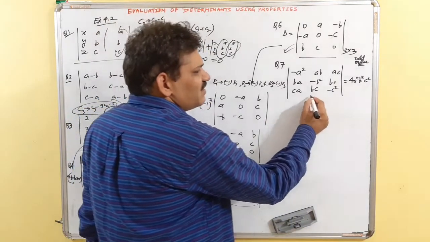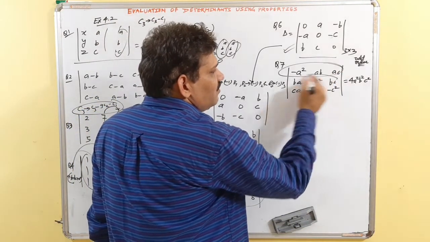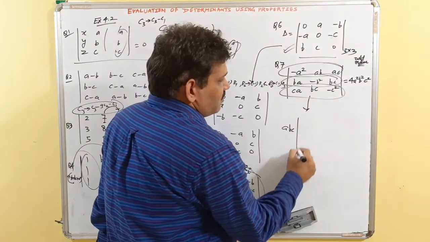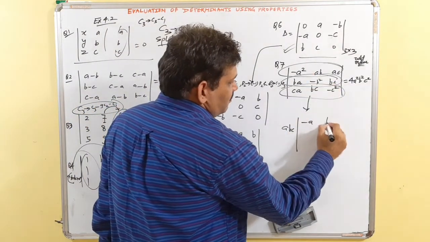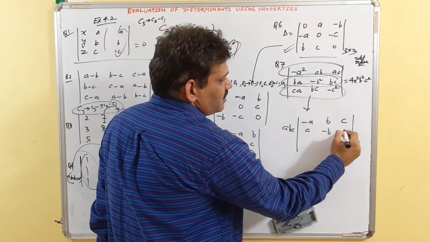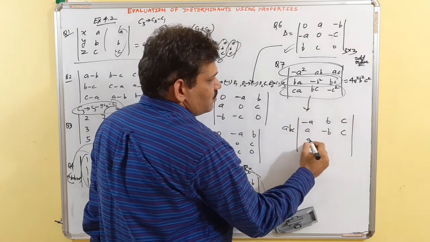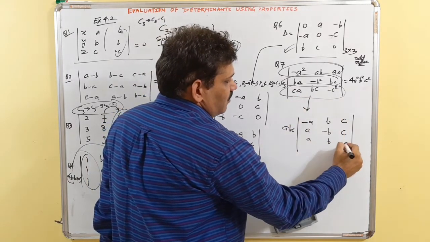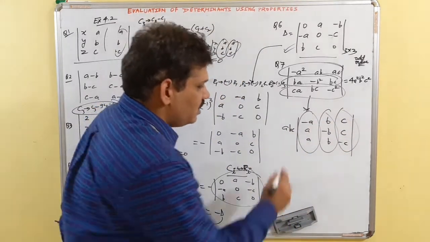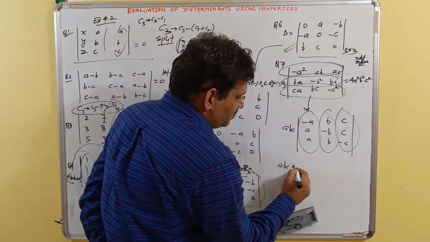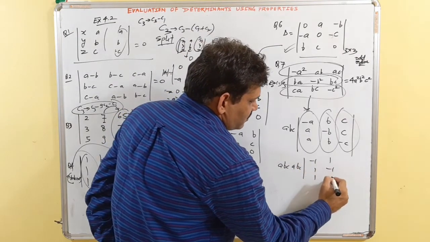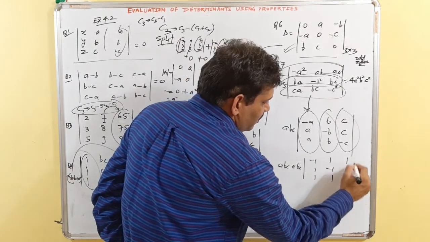Now question 7, very simple it is. You can take A common from here, B common from here, C common from here. So A, B, C is common, and you get minus A, B, C; A, minus B, C; A, B, minus C. Again you can take A, B, C common from the columns, so A, B, C into A, B, C, which gives minus 1, 1, 1; 1, minus 1, 1; 1, 1, minus 1.